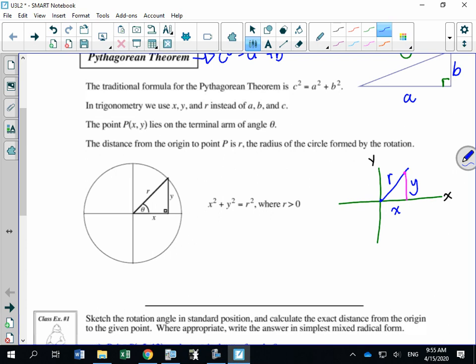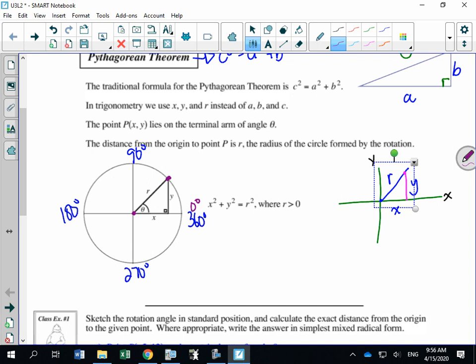And the reason is because you could take a terminal arm, which I have, and this terminal arm, you could spin it around and do a complete rotation, and you're going to get a circle, right? So here's 90 degrees, 180 degrees, 270 degrees, and 360 degrees. And I should actually add, we start at 0 degrees. So on your circle, this distance would be my radius, right? The radius is halfway around a circle.